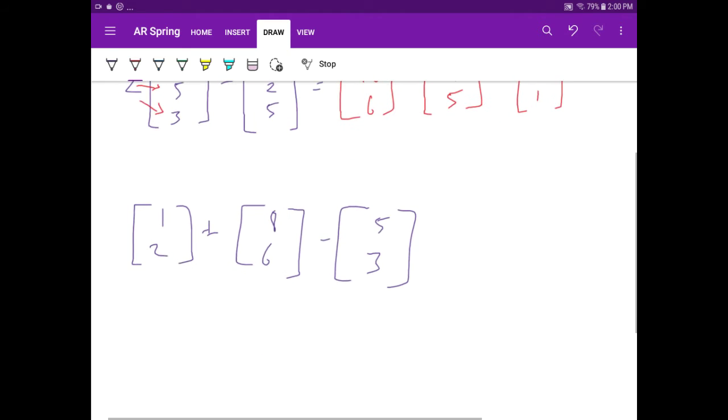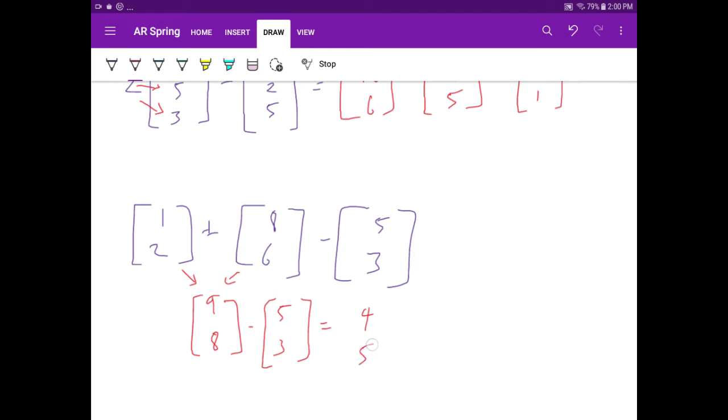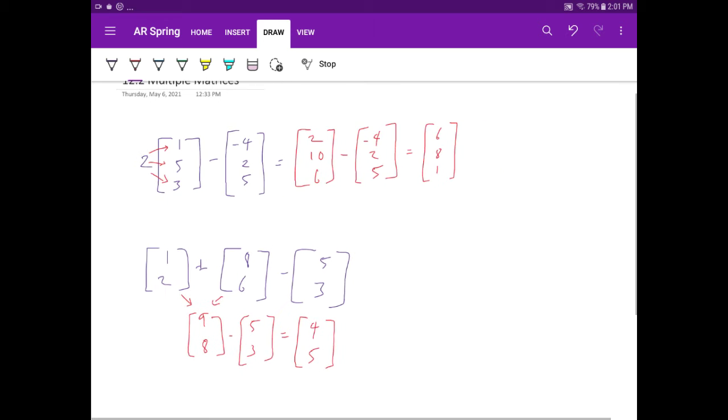Then here, let's do these two first. So 1 plus 8 is 9. So these two go together. 6 plus 2 is 8. So it'll be 9 and 8 minus 5 and 3. So that's going to be 9 minus 5 is 4, 8 minus 3 is 5. So there's your answer. That's how this one works.